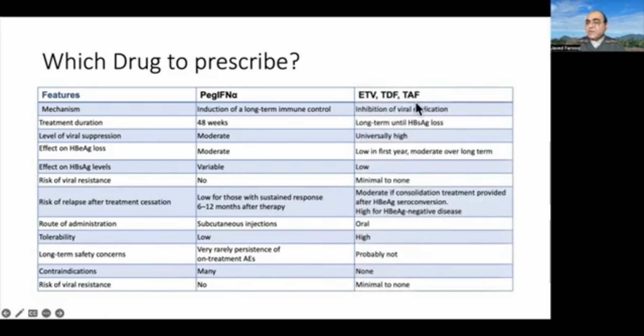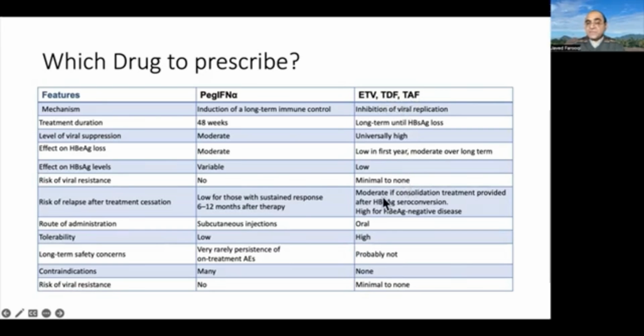What about the entecavir, TDF and TAF? The mechanism is that they cause inhibition of the viral replication. Treatment duration is long-term until HBs antigen loss, and for practical purposes, these are given lifelong. The level of viral suppression is very high. The effect on HBe antigen loss is low in the first year and then moderate over the long term. The effect on the HBs antigen level is low. The risk of viral resistance is minimal to none with these three drugs.